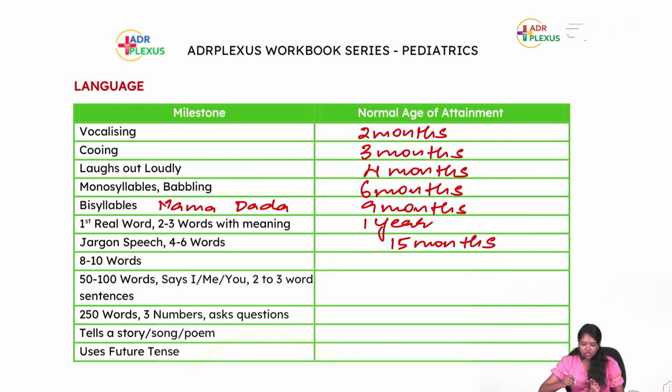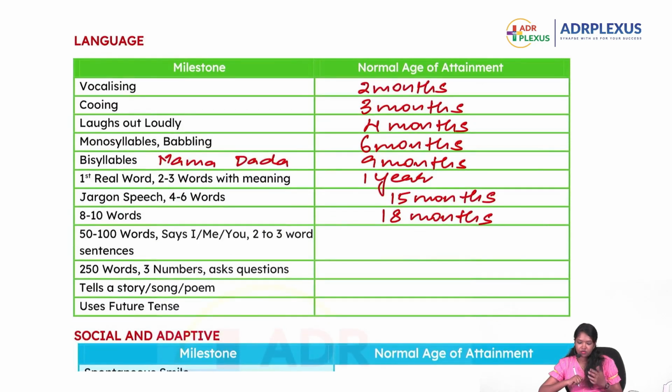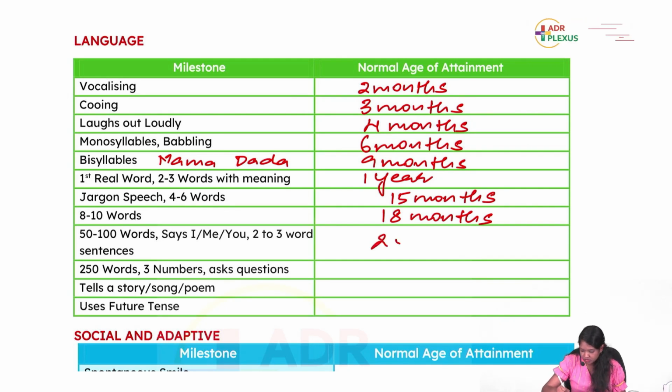Next, 8 to 10 words with meaning by 18 months. Vocabulary increases. At 18 months, the baby can speak 8 to 10 words with meaning. The vocabulary increases up to 100 words. The baby can say 2 to 3 word sentences. Baby will form sentences like ingava, come here, aduvenu. Likewise, 2 to 3 words the baby can speak as a sentence. Comes by 2 years.